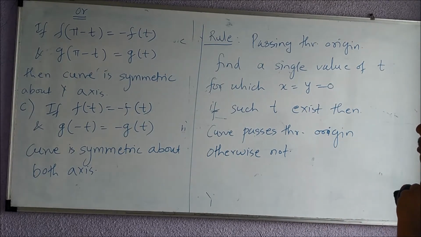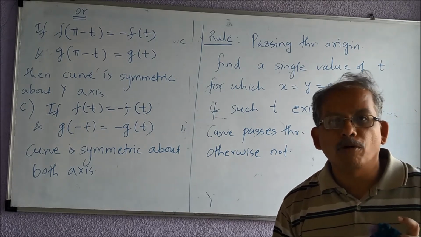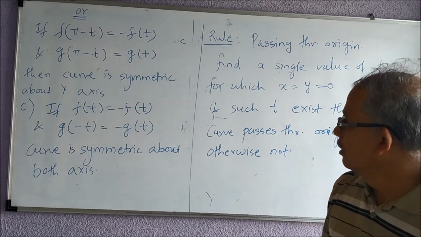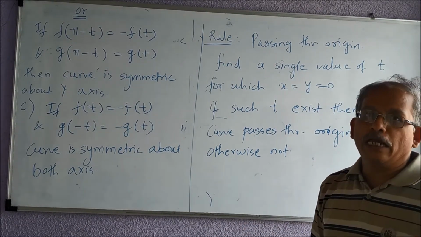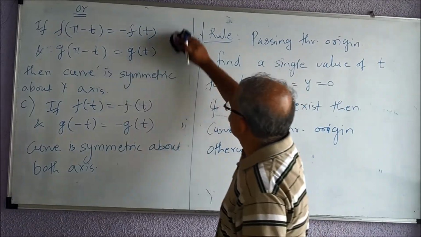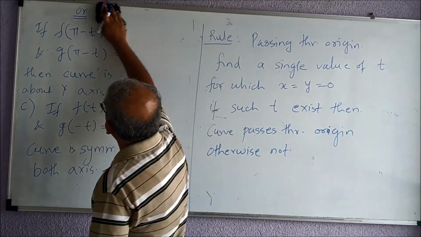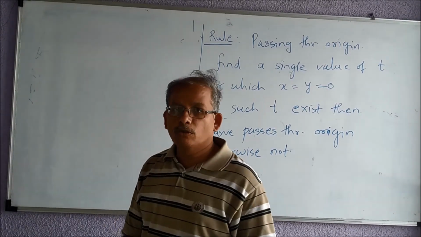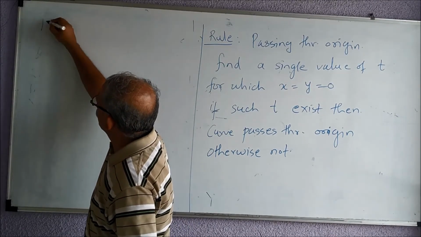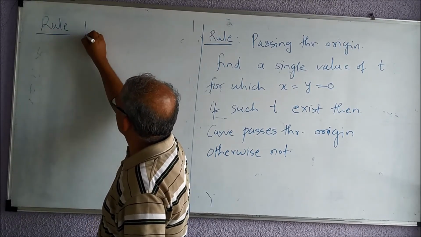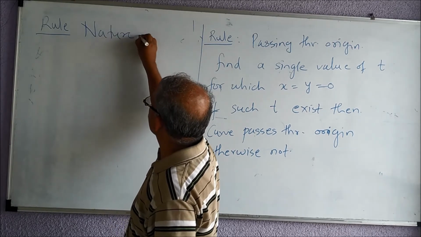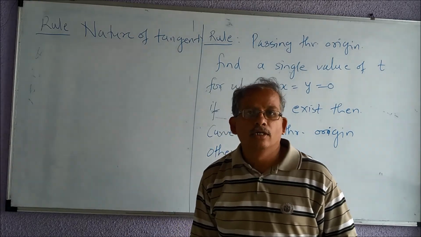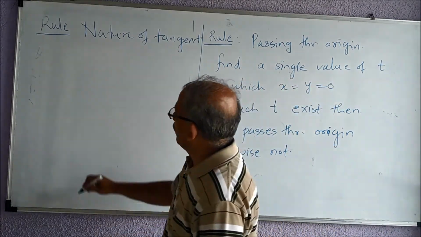Now, here in parametric form, the important thing is to find out the nature of the tangent at different values of t. So how will you get the nature of tangent? That means the slope of the tangent. See that your equation of the curve is in this format. So the next rule, nature of tangent. How will we decide this? You find out dy by dx.